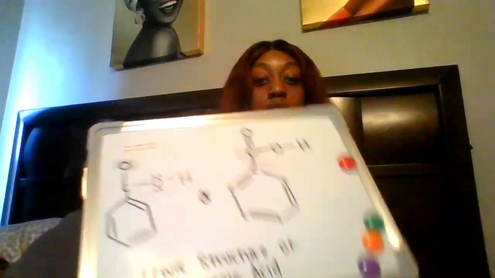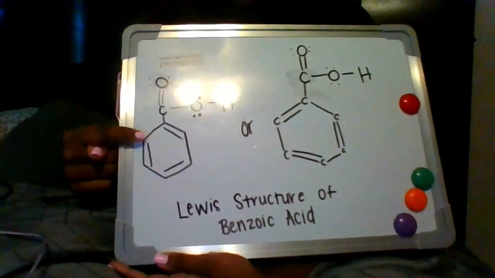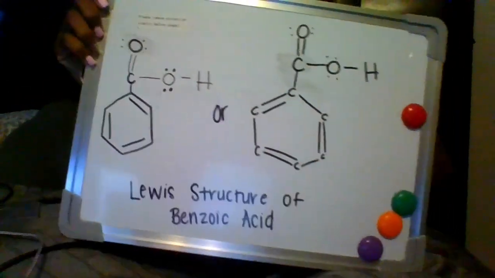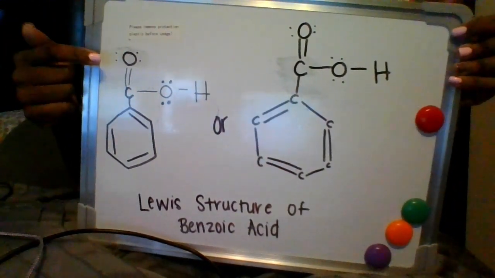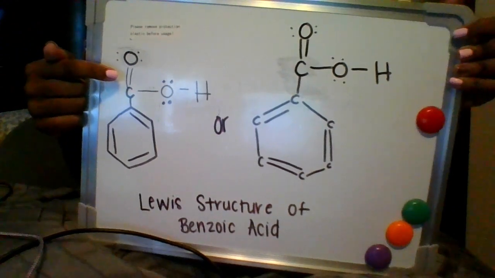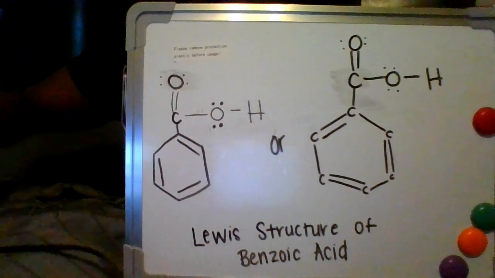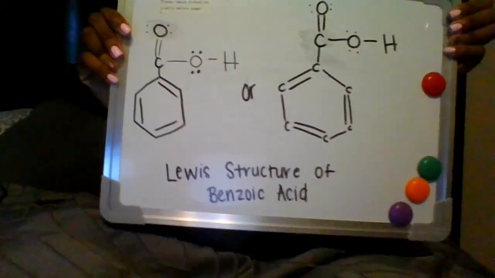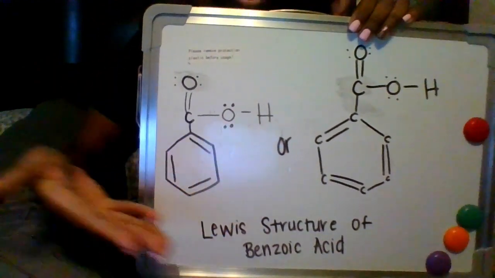All right, so first is going to be the Lewis structure of the benzoic acid. I broke it down into 2 ways: one as if it was a ring with all the double bonds on it, the other one without the ring, where we have our double bonds here. I tried to make it so it gave a lot of options. So this is the Lewis structure of what benzoic acid is in 2 different forms.